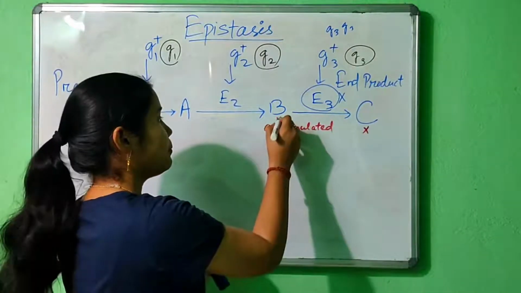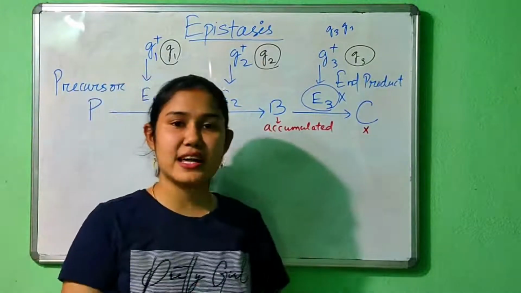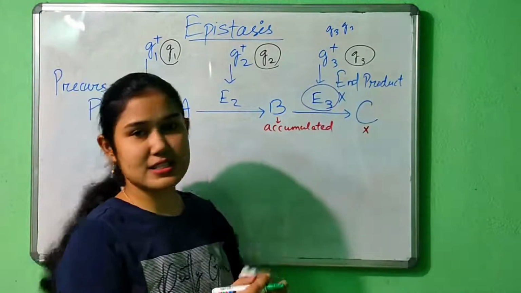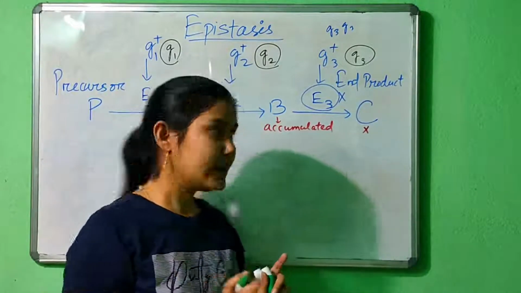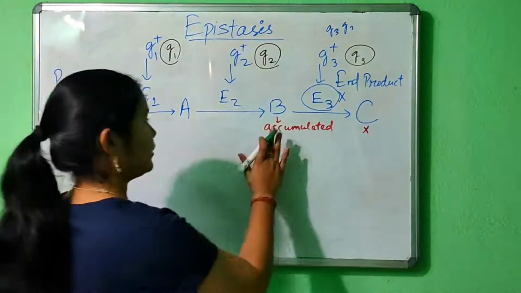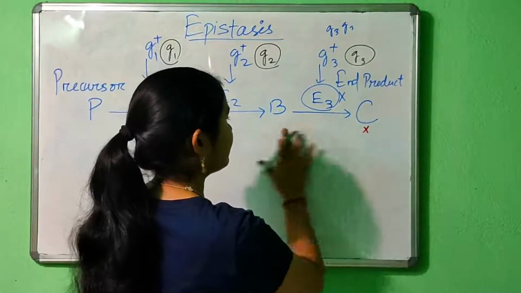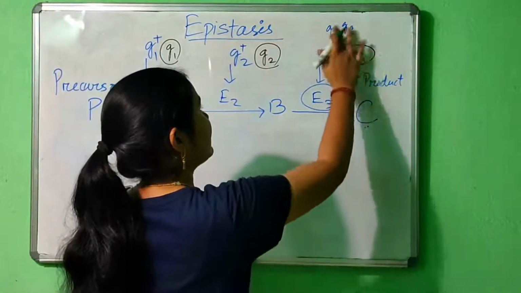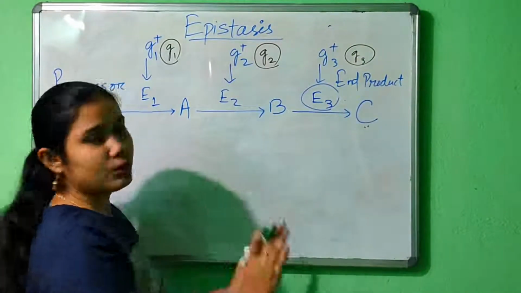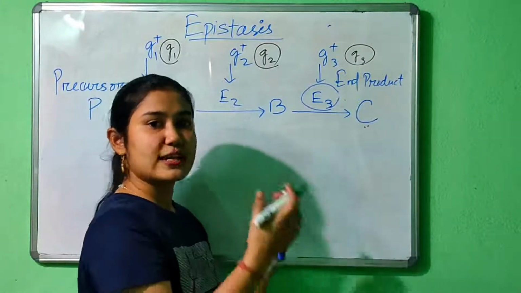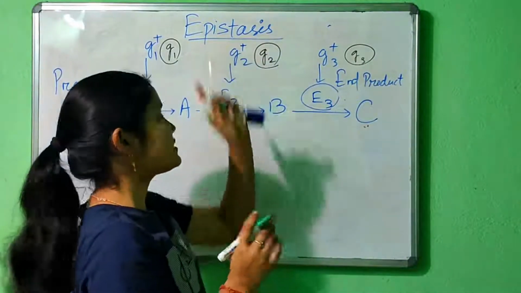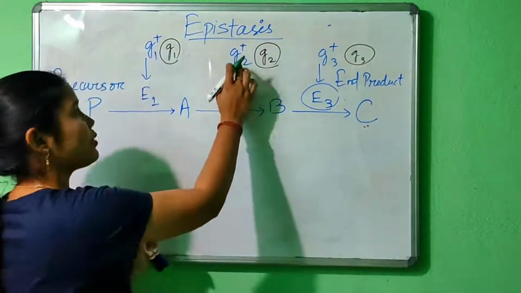So B gets accumulated and C is not being produced, as this gene is faulty. Now, if G2 plus is not working properly, it is in homozygous recessive condition, that means G2 is present, G2 plus is absent. This form of gene is absent.